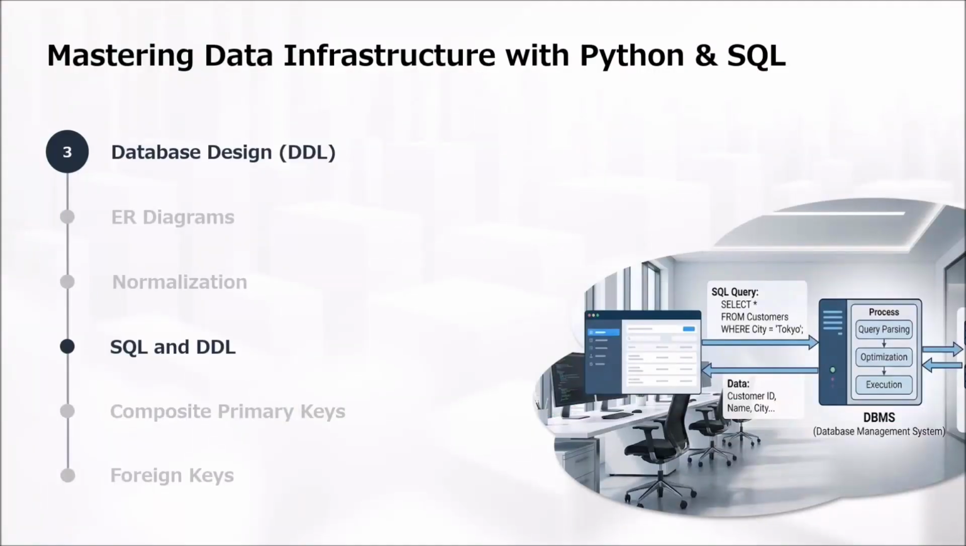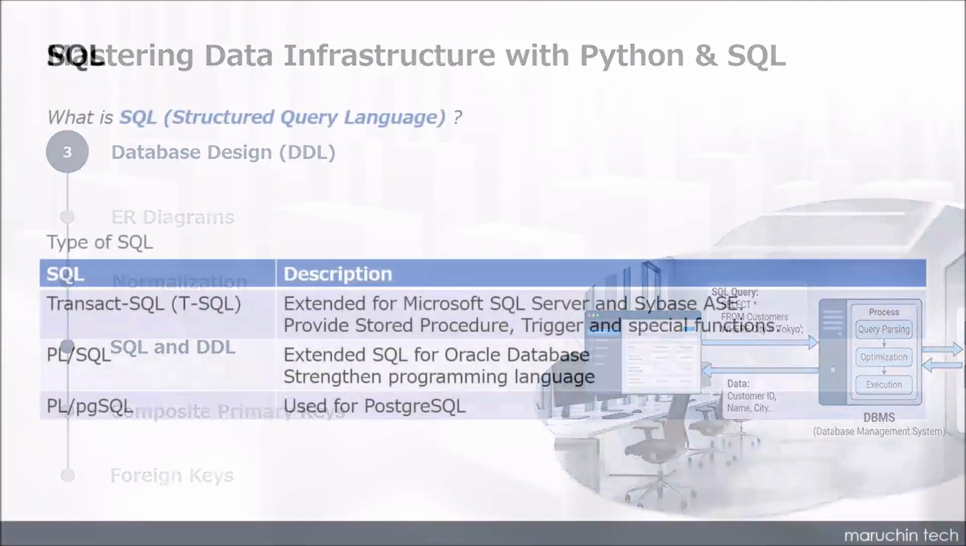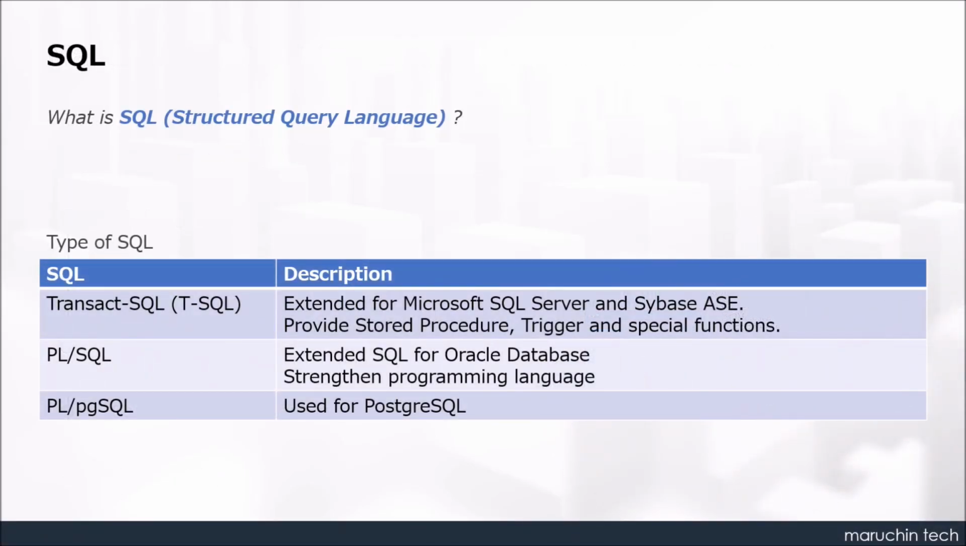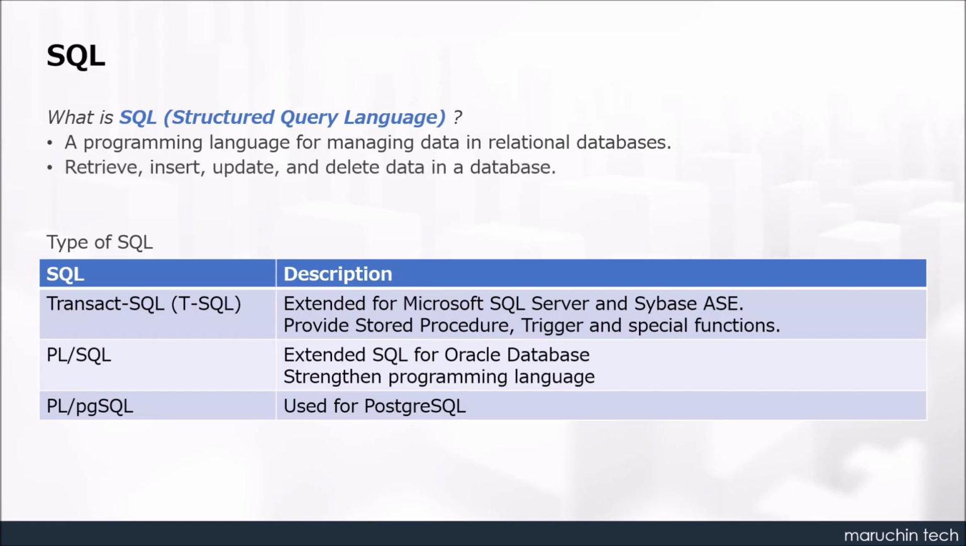Next is SQL and DDL. I'm going to introduce what SQL is. SQL is a programming language for managing data in relational databases. It is used to retrieve, insert, update, and delete data in a database. There are several varieties of SQL which are standardized by ISO and ANSI. SQL is essentially one standardized language, but the database vendors add their own extensions, so a variety of dialects exist. Since this course focuses on SQLite, the explanation will be based on it.